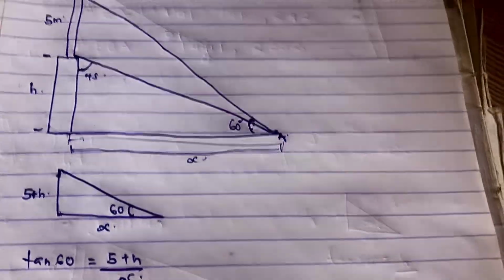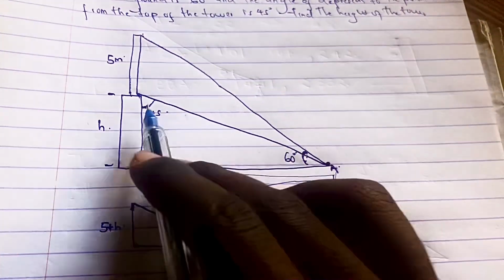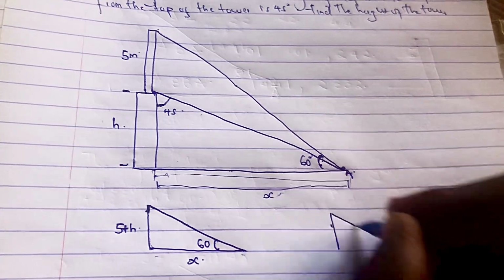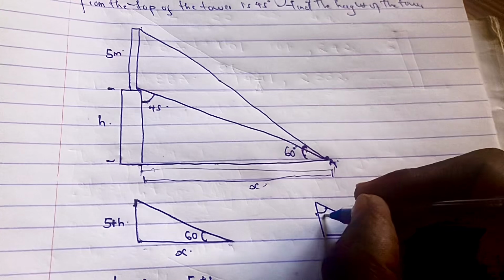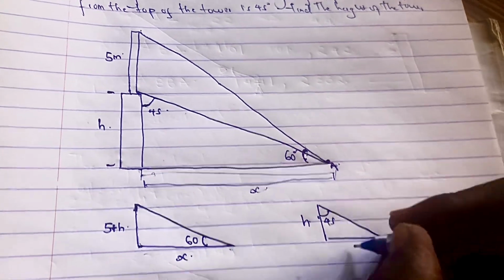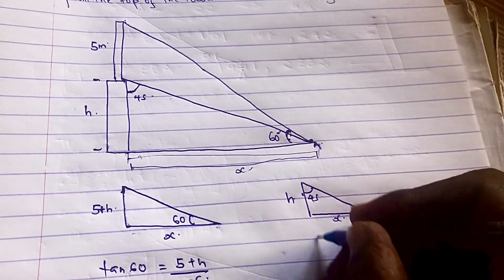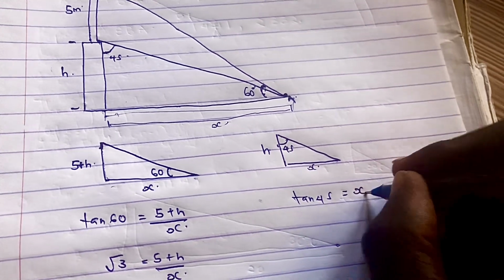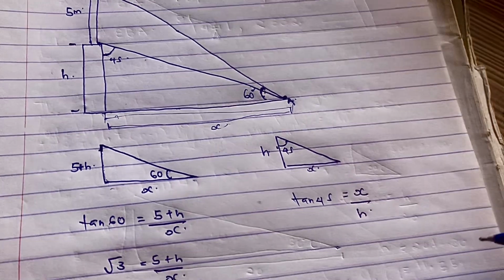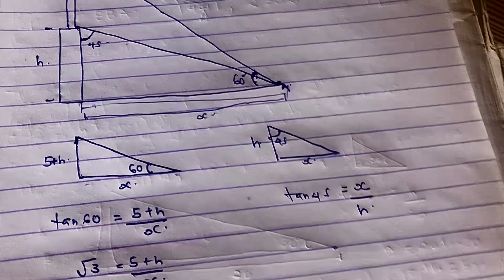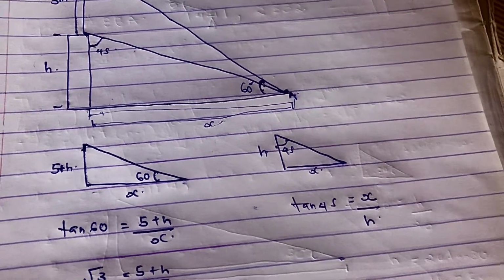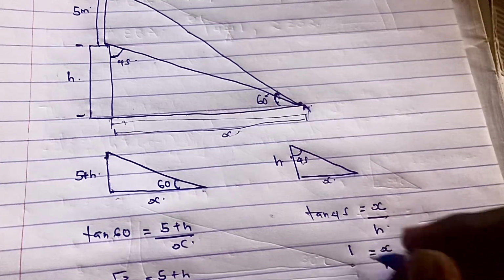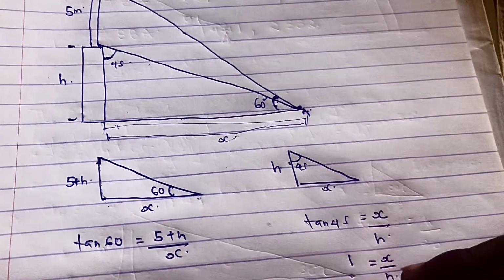Let's also get the second triangle, this smaller triangle here, having this angle as 45, this side as h, and this as x. We do the same. Tan of 45 equals opposite, which is x, over h. But tan of 45 is actually 1. So when you cross multiply, x is equal to h.